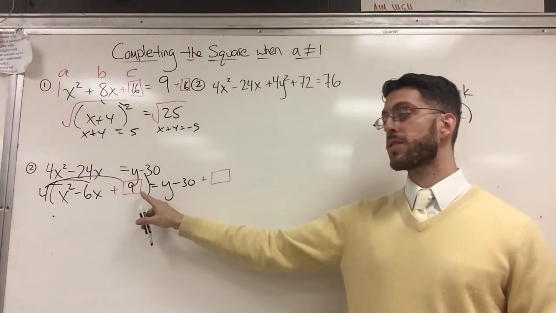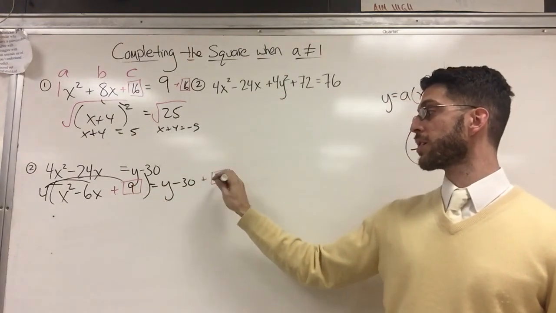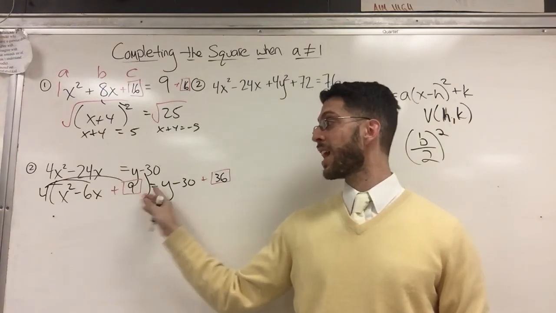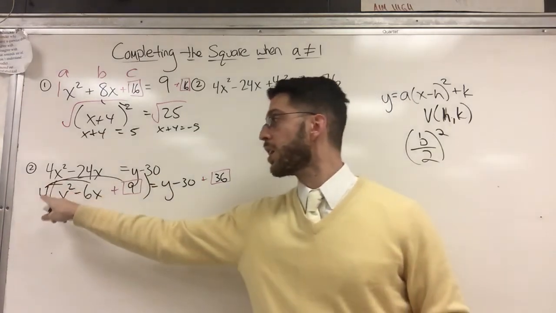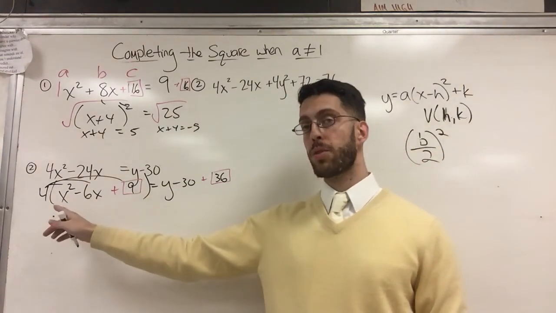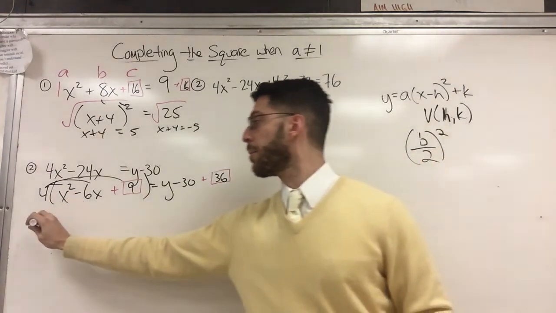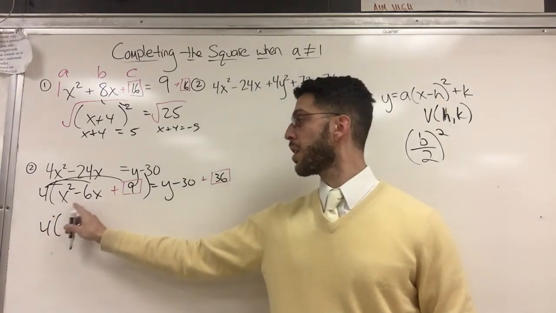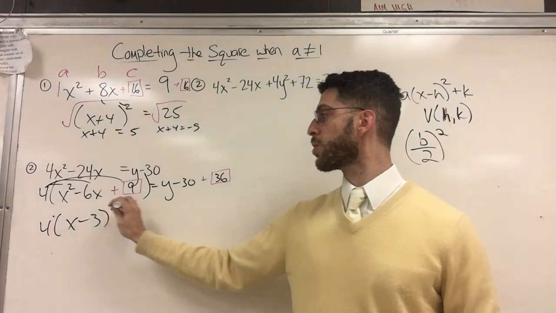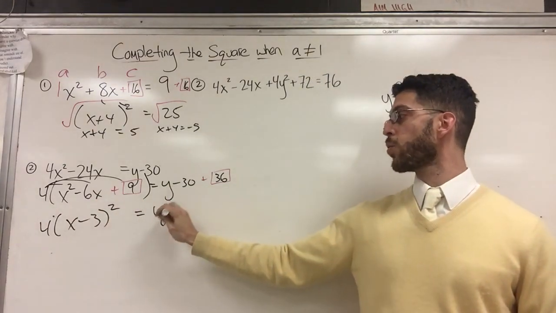So if I added 36 here, I have to add 36 here. Just don't forget, this is in disguise. It's a 9 in there, but in actuality, it's a 4 times 9. It's a 36. The only reason I didn't distribute the 4 back, I think that's silly, is because I want this perfect square trinomial to be factored as (x minus 3) squared equals, what is this, y.